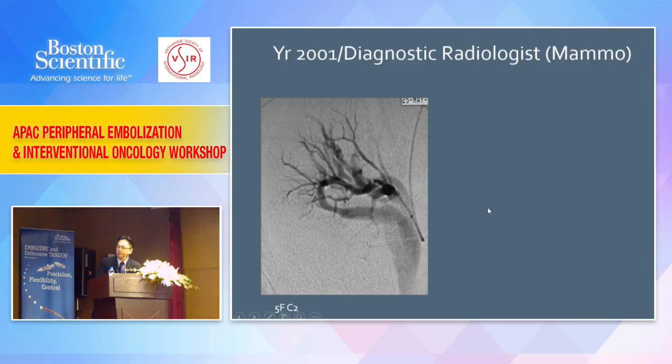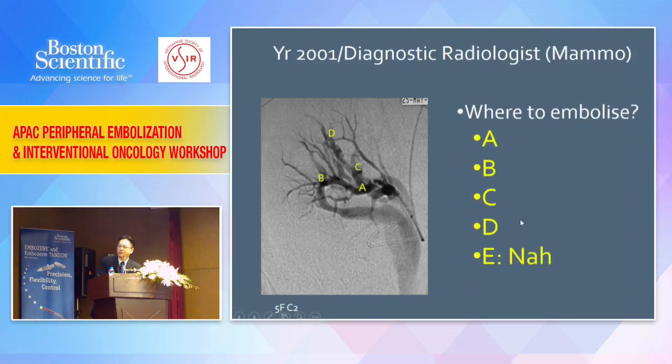This is the angiogram. Can you see the fistula? Well, we can see early opacification, the renal vein definitely is there, but where is the AV fistula? Will you embolize that? Do you put a coil in A, B, C, D, or nay? No. We'll come back to this later. All right?